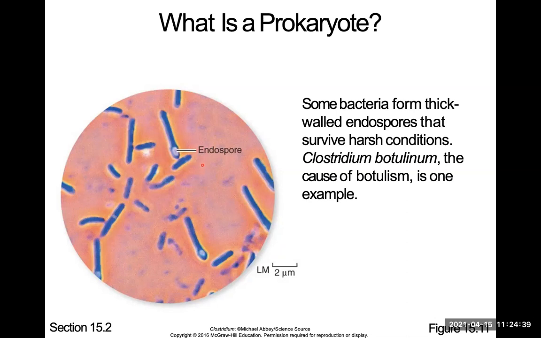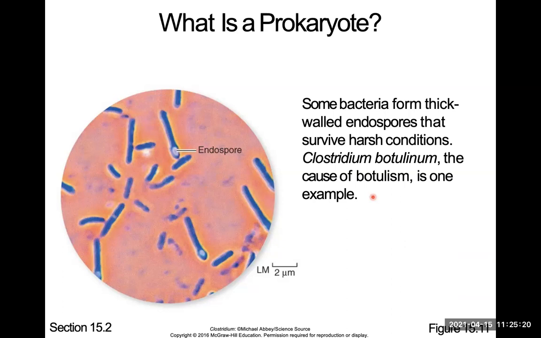So endospores are formed to survive in harsh conditions. It actually says that here. So it helps the bacteria survive in harsh conditions. One bacteria that you might have heard about is called Clostridium botulinum. Botulinum is the cause of botulism. That's one example. It can form these endospores that can survive really hot temperatures. Even if you decide to wipe the surface down with Clorox or antibiotics, endospores can still survive.